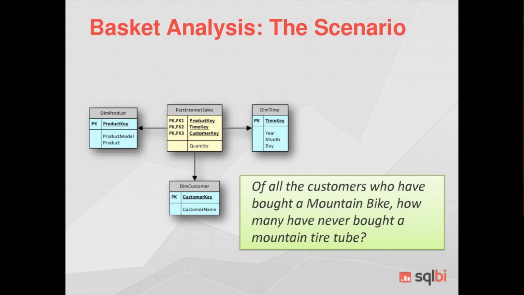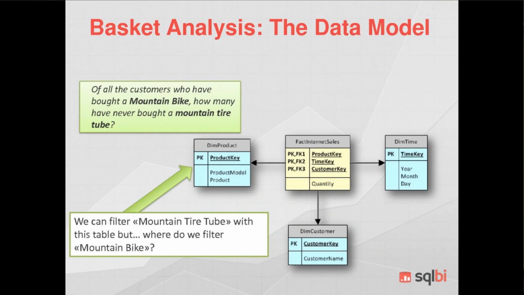And imagine that your user, your customer, wants to ask, hey, out of all the customers who bought a mountain bike, how many of them have never bought a mountain tire tube? Because I sell mountain bikes, and if I don't sell mountain tire tubes to people who bought a mountain bike, it's likely that they are buying it somewhere else. And I want to know that. I want to know who they are. I want to send them special offers. Doesn't seem like a pattern of many-to-many?